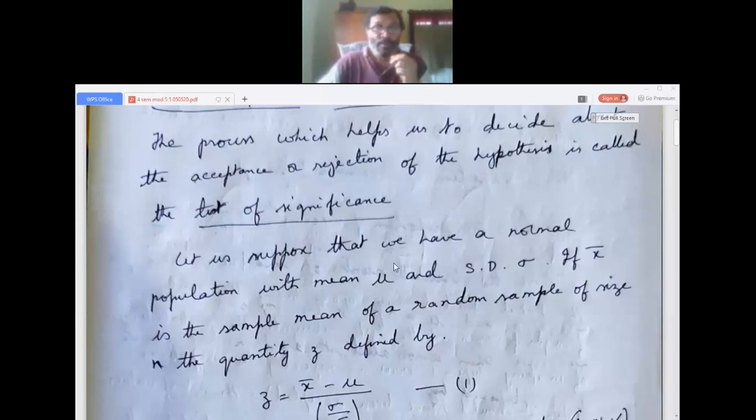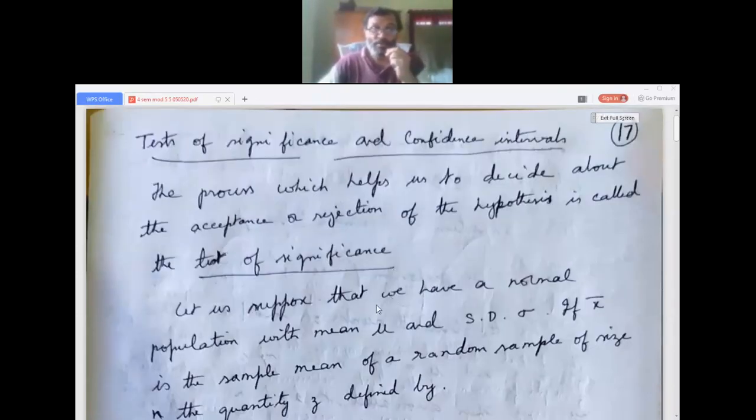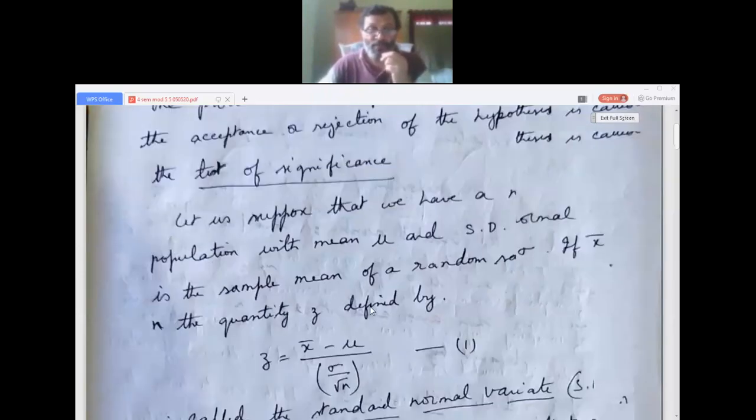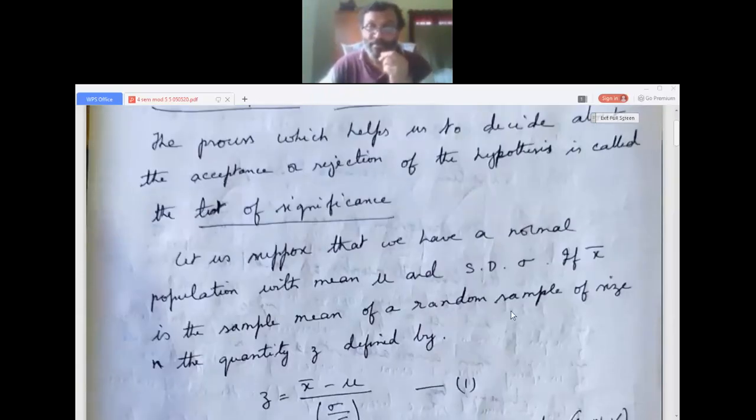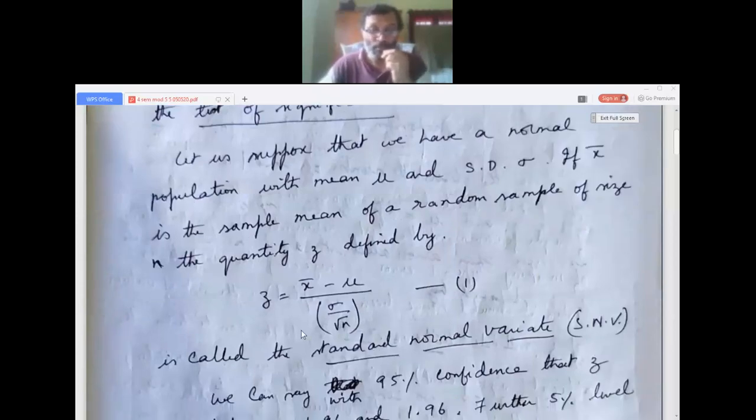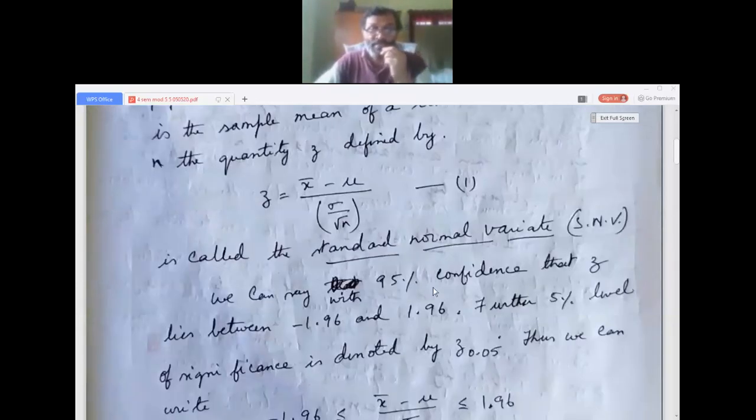Okay. Let us suppose that we have a normal population with mean mu and standard deviation sigma. If x bar is the sample mean of a random sample of size n, the quantity z is equal to x bar minus mu by sigma by root n, which we take as equation 1 here, is called the standard normal variate. So we can say with 95% confidence that z lies between minus 1.96 and plus 1.96. I'll show the figure later.